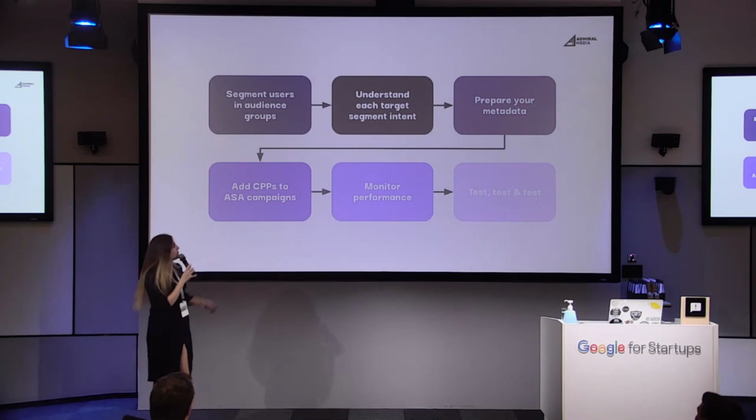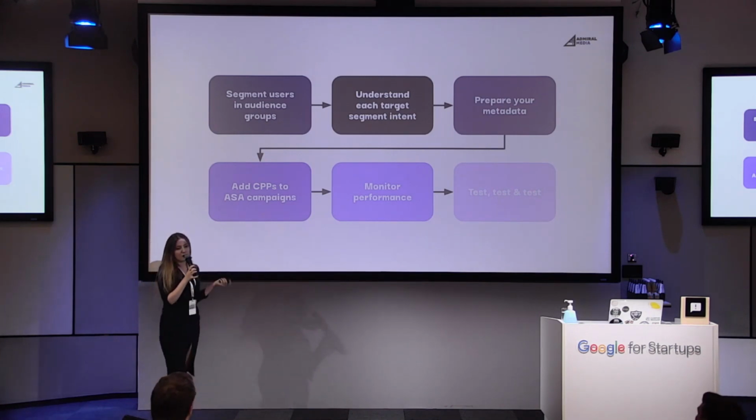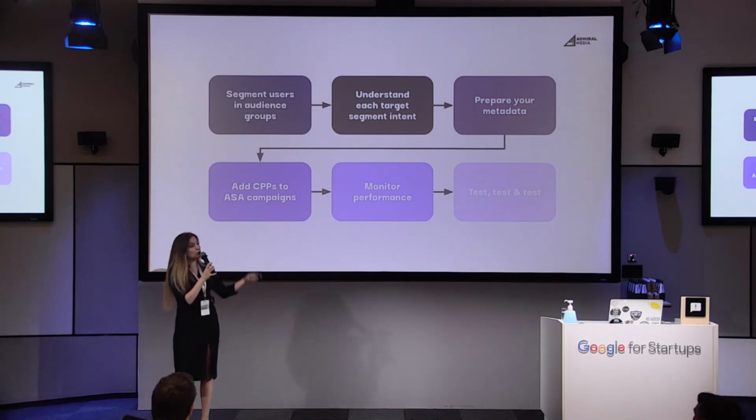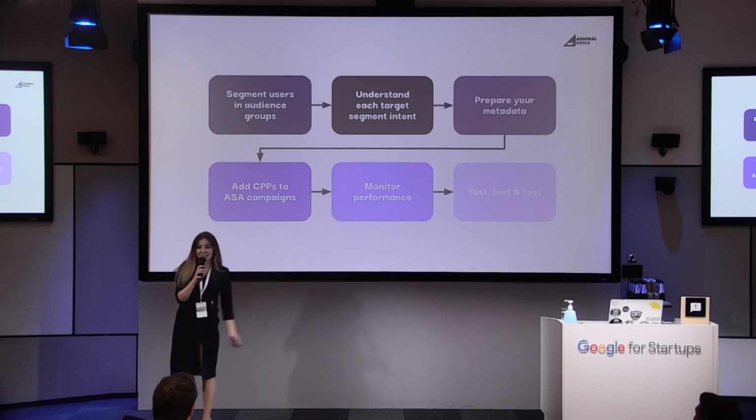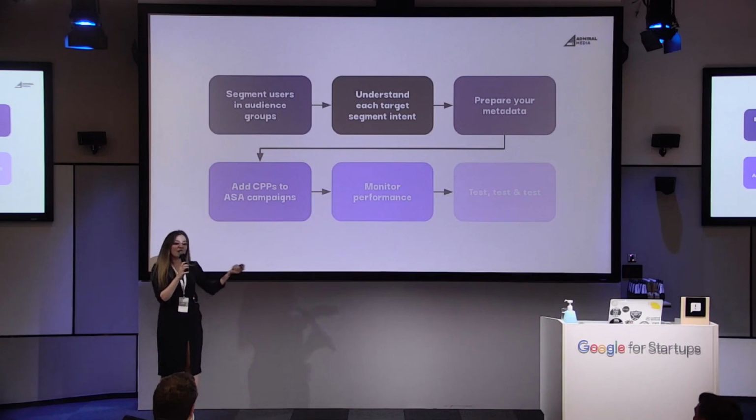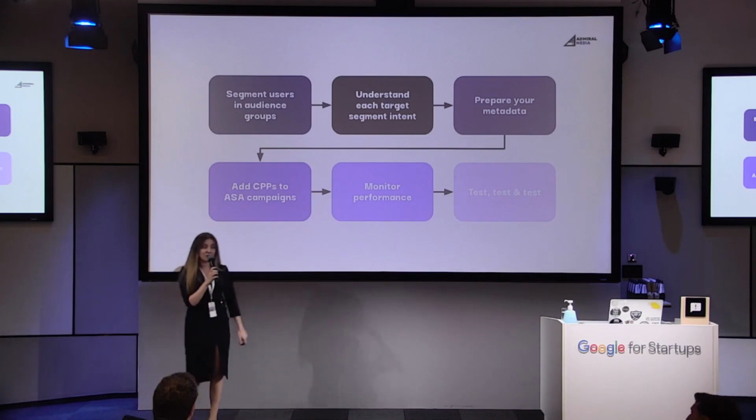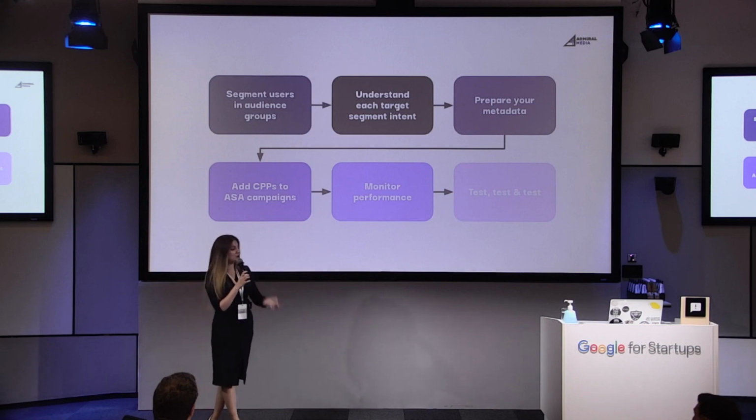Afterwards, you can start preparing your metadata and designing the custom product pages, highlighting the app benefits that those users will be looking for. After that, you can start adding them to the relevant ad groups and, of course, closely monitor their performance. Last but not least, start testing which creative and messaging works best for each user segment. As with everything else in marketing, this is also about testing.